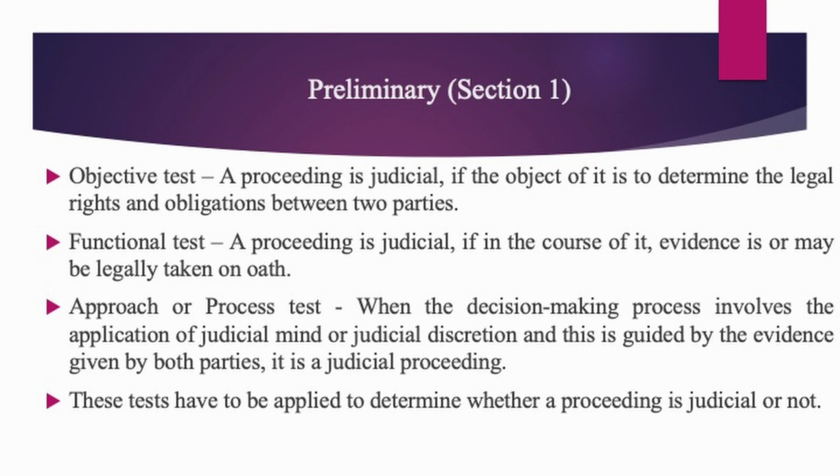Two is the functional test. A proceeding would be judicial if in the course of it evidence is or may be legally taken on oath. The third one is the approach or process test, where the decision making process involves the application of judicial mind or judicial discretion, which is guided by the evidence adduced by both the parties. These tests have to be applied to determine whether a proceeding is judicial or not.